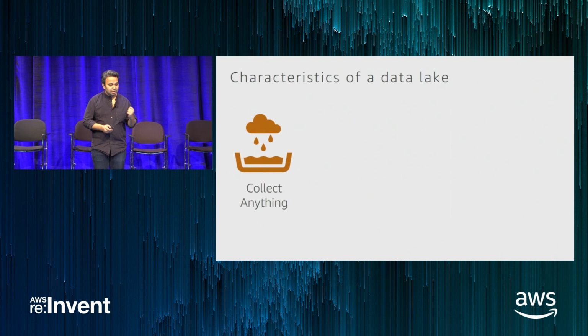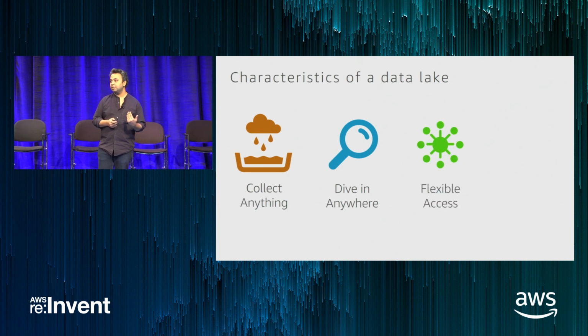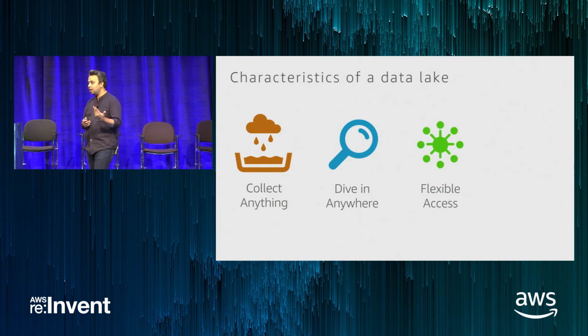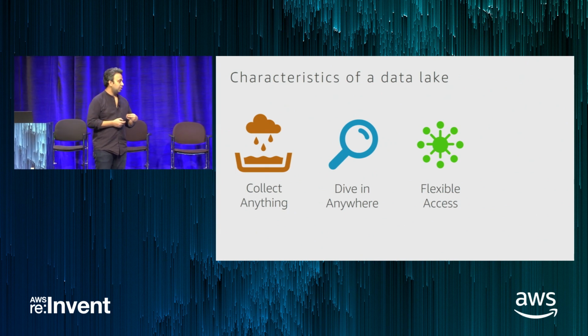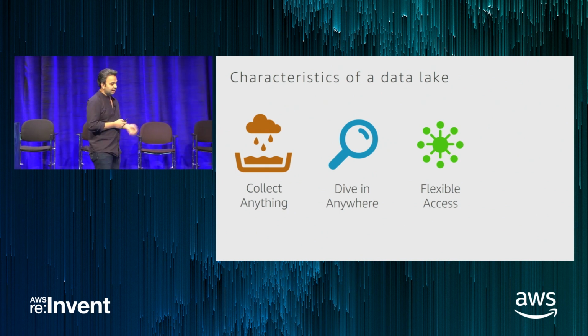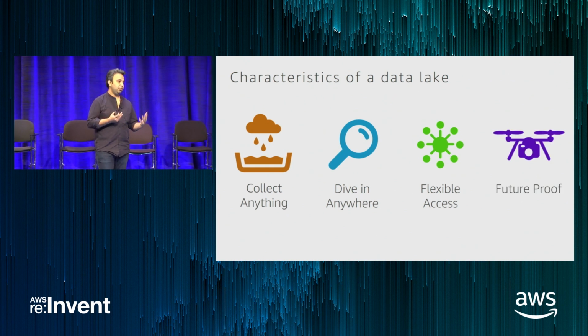Right. So if I think about characteristics of a data lake, these are the things that I think about. That you need to have an ability to collect everything. You need to have an ability to dive in anywhere. That means at any granularity. You need to have flexible access mechanisms, BI tools, Spark, ML algorithms, R, all different types, raw access, API access. And you need to future-proof it, right?